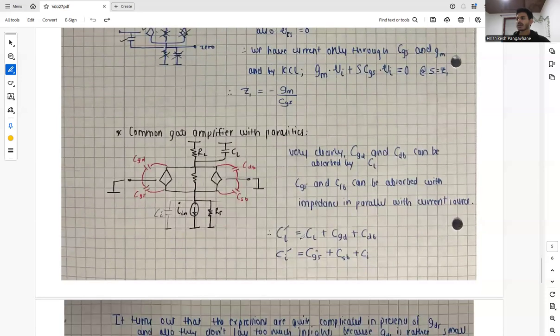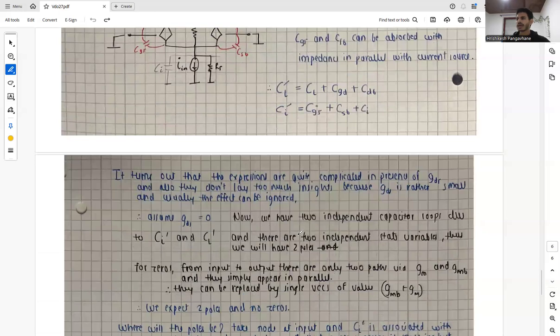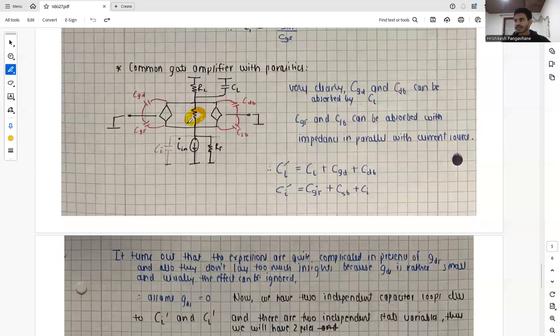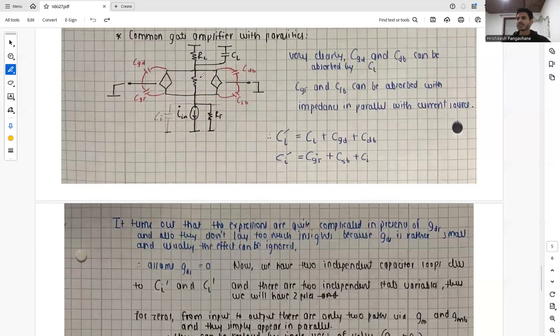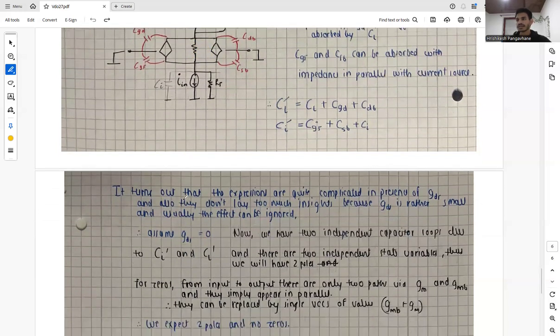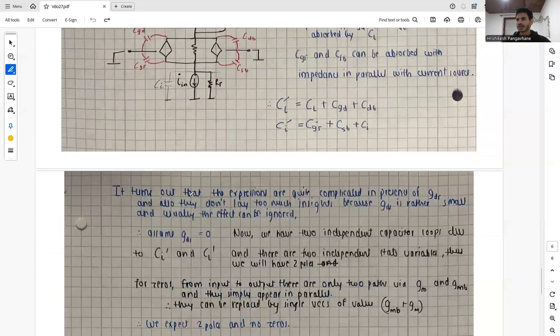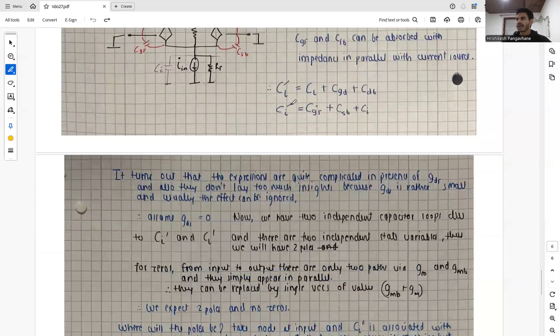And if there is a parallel capacitor along with the incremental current source, let's consider it as CI. So it turns out that the expressions are quite complicated in the presence of GDS, and they don't lend too much insight because the value of GDS is very small, and usually the effect can be ignored. So assume that GDS equals 0. Now we have two independent capacitor loops in our circuit, due to CI and CL, and there are two independent state variables, thus we are expecting two poles.